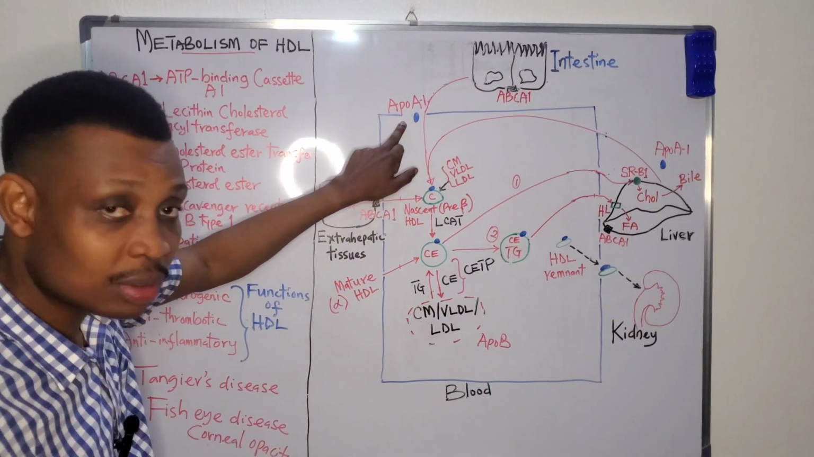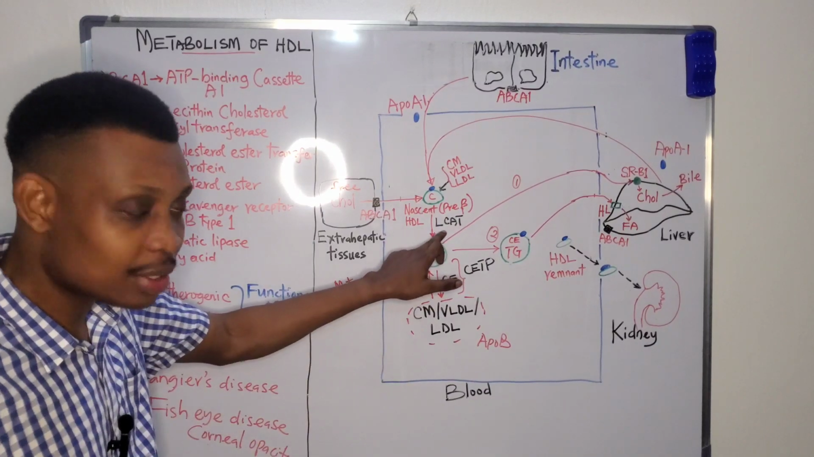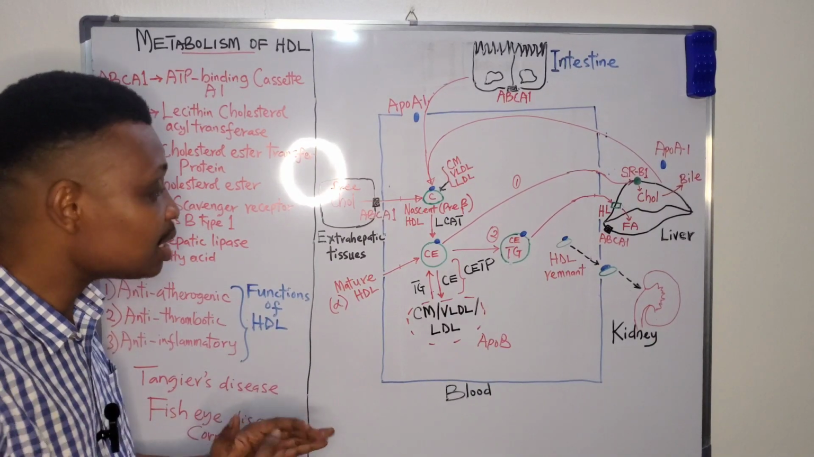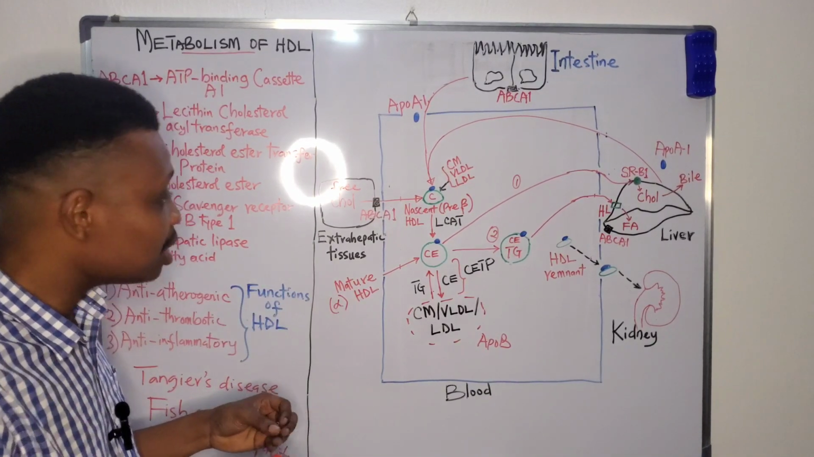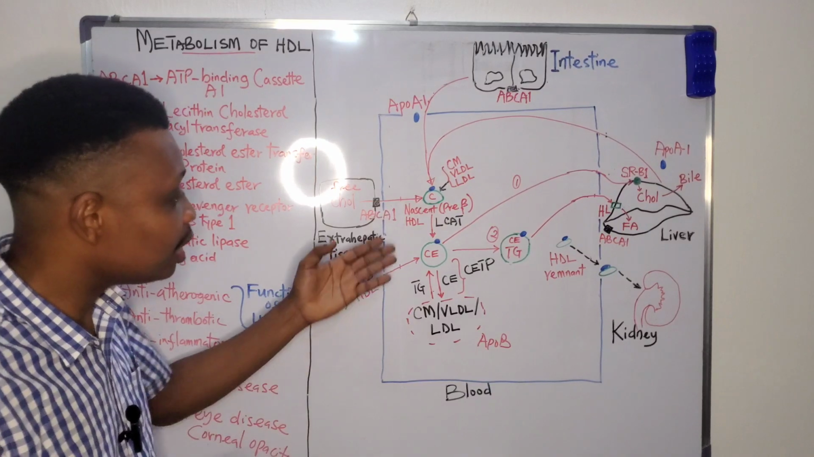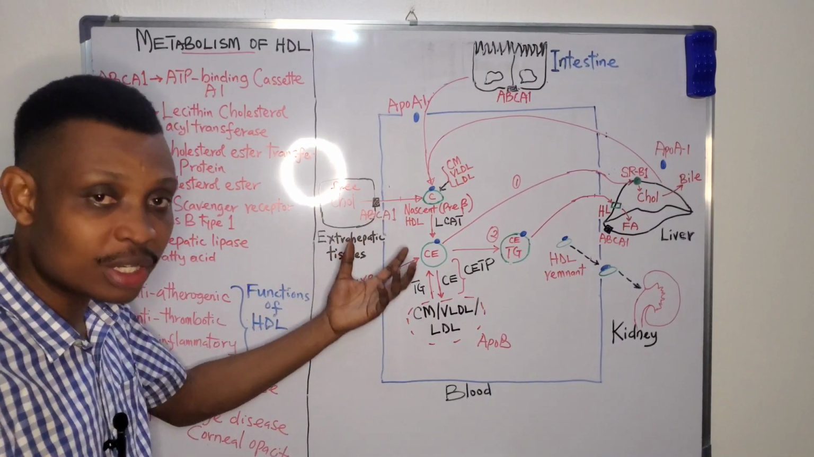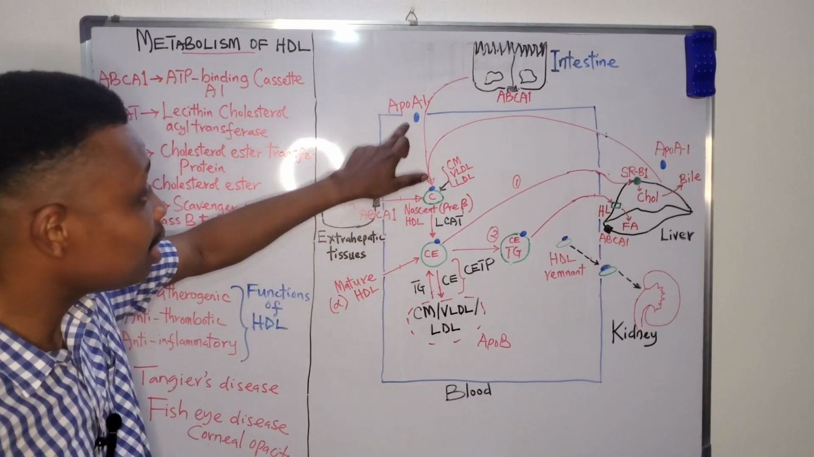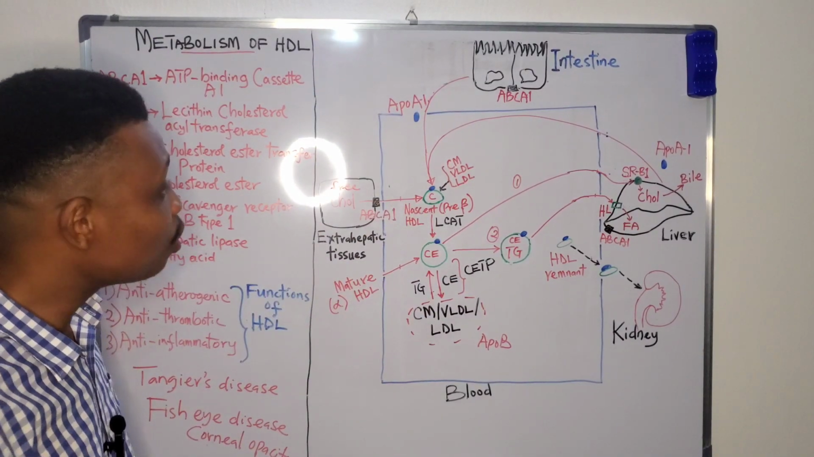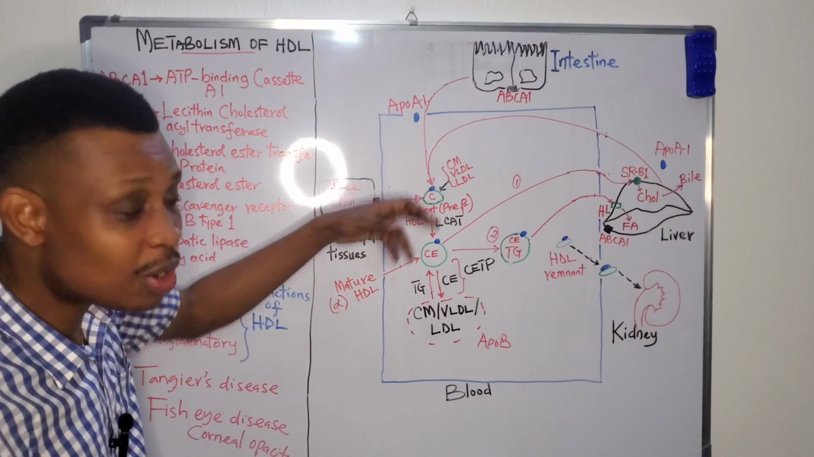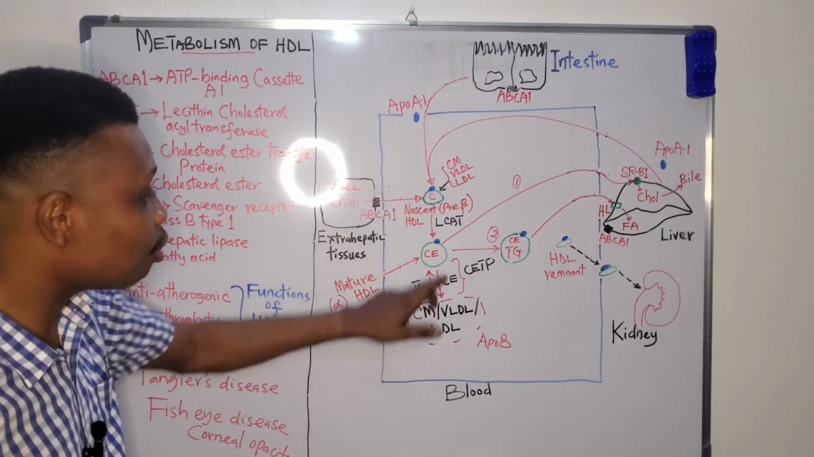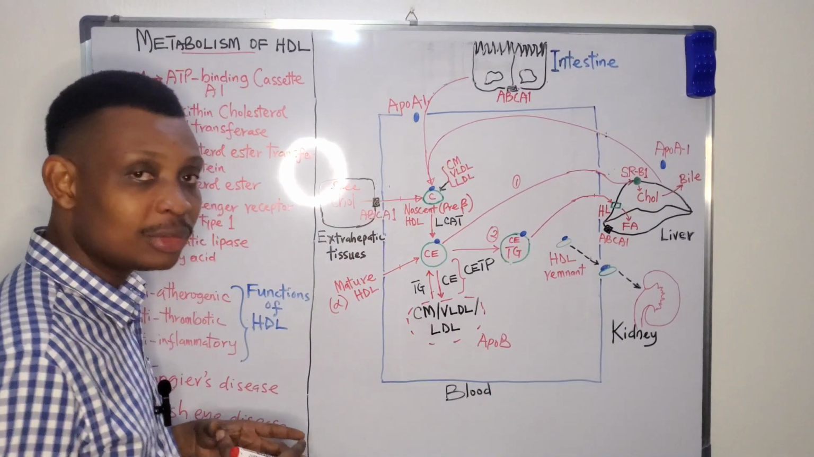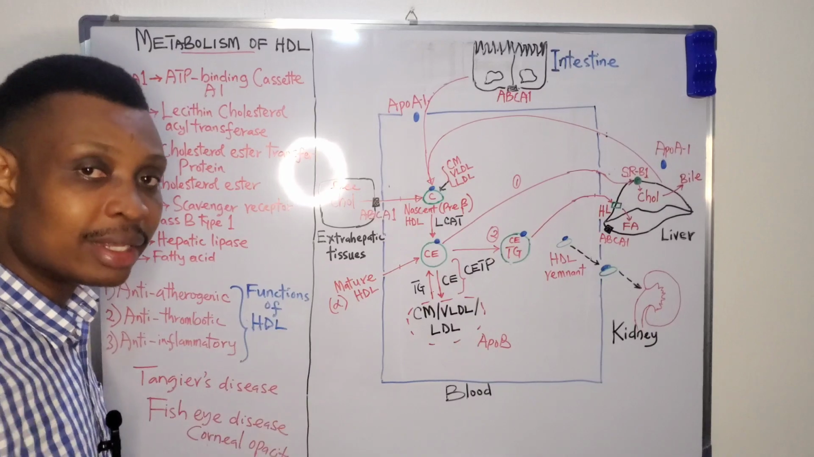ApoA1 stimulates the action of LCAT. So LCAT catalyzes the esterification of cholesterol, thereby converting the nascent HDL, or the immature HDL, to the mature HDL. However, its function is facilitated by ApoA1. So deficiency of ApoA1 can also affect the functional capacity of LCAT. So basically, this entails the metabolism of high density lipoprotein.